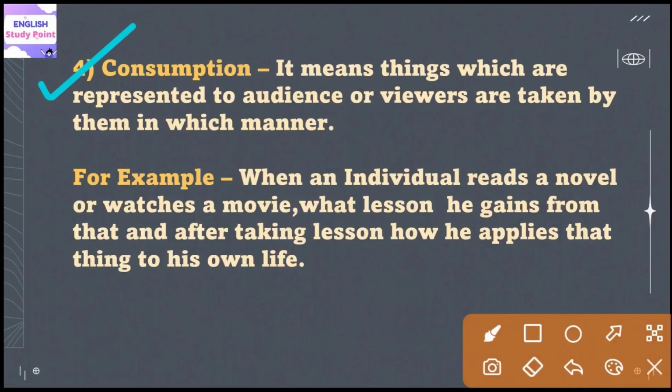Next is consumption. It means how the things which are represented to the audience or viewers are taken by them. Consumption means how people living in a culture consume what is produced for them.